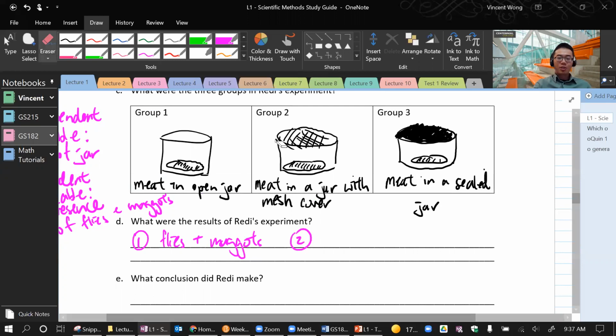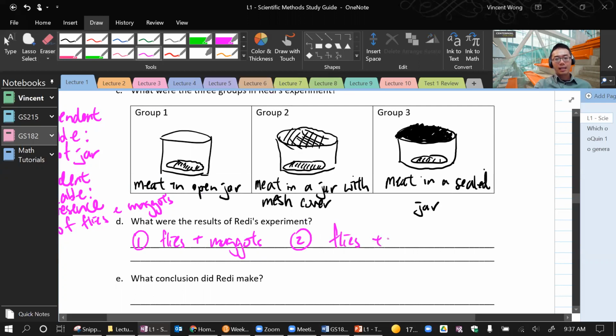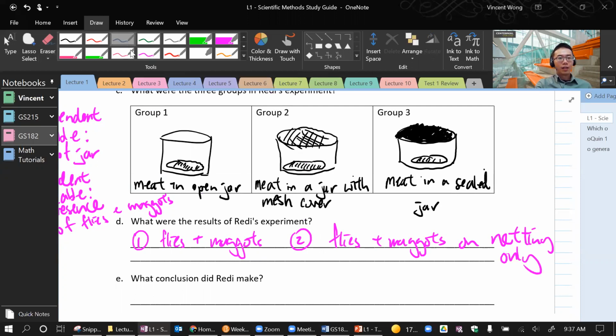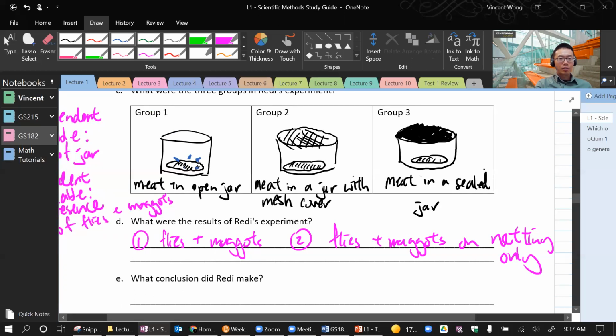Number 2, this one has the netting. So flies and maggots on netting only, not going to be on the meat, right? So this one, you have the flies and the maggots right here. I'll use these blue things as maggots, and then you've got the flies all over the place. And then here you have the flies and some maggots, but not on the meats. And then number 3, as you would expect, nothing. No flies or maggots.